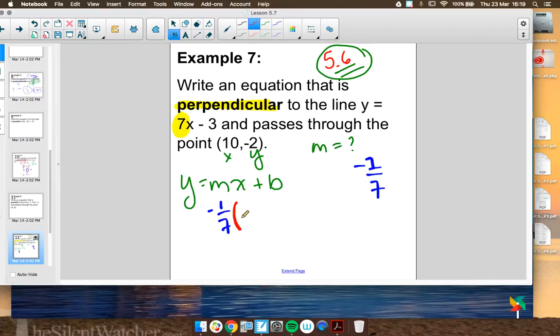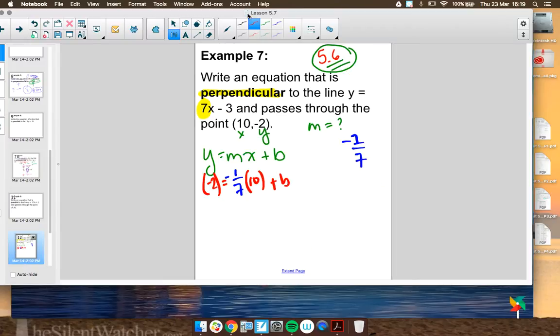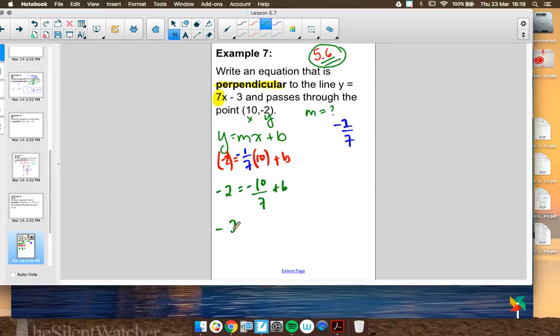And my x value is going to be 10. And my y value is going to be negative 2. Okay, and if I substitute all of those things in, I can solve now for my b value. So I'm going to add 10/7 to both sides, and that will leave us with a b value of negative 4/7.